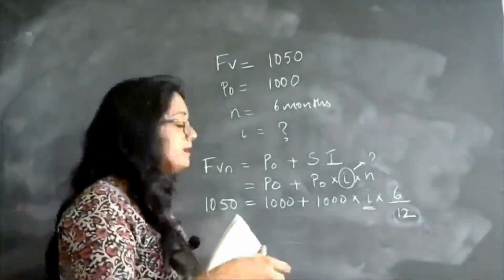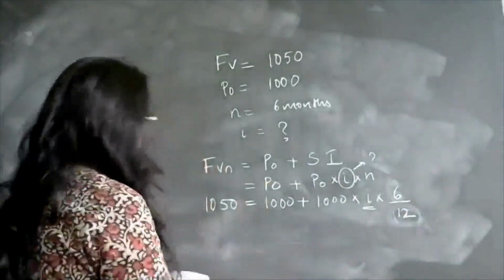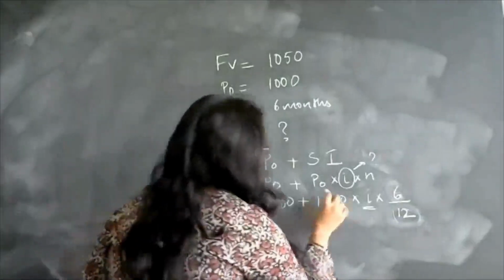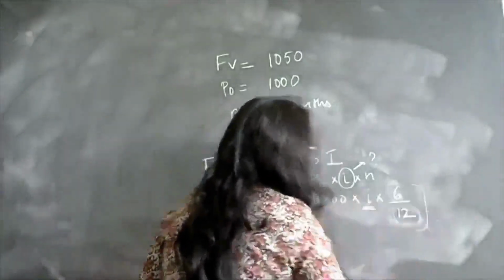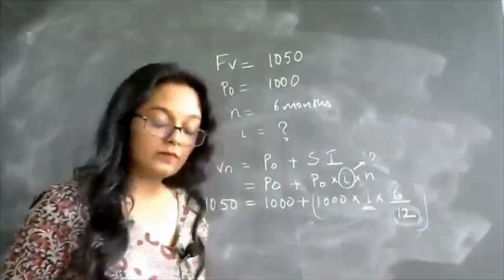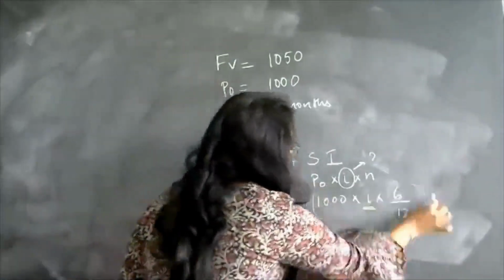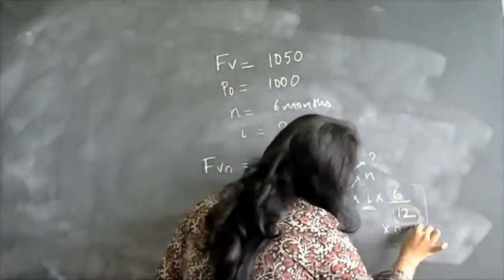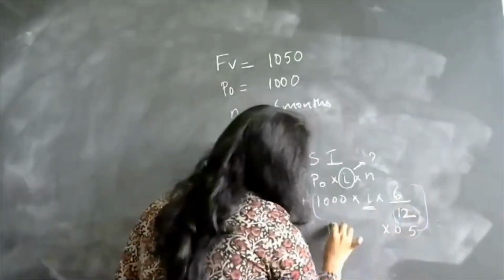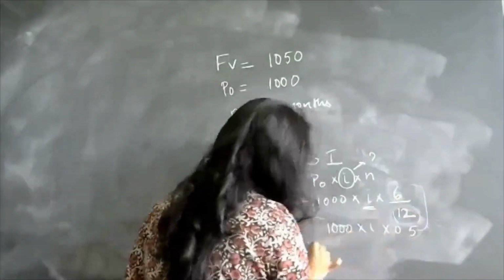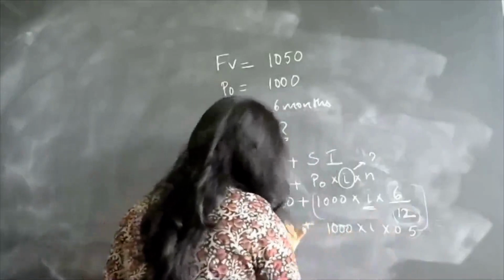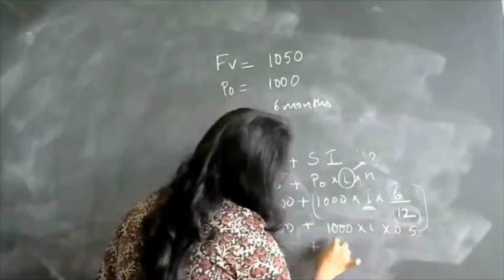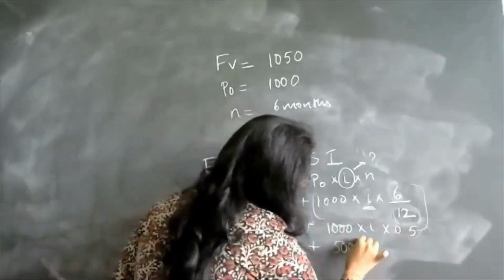Okay. Now let us continue with the problem. Now we will have to solve this. Let us try and solve this part first. Then we will move to this part. Okay, so now let us solve this equation. Over here, 6 divided by 12 is obviously going to be 0.5. Multiply it with 1000 into I plus 1000 equals 1050. Now over here it is going to be 500I.